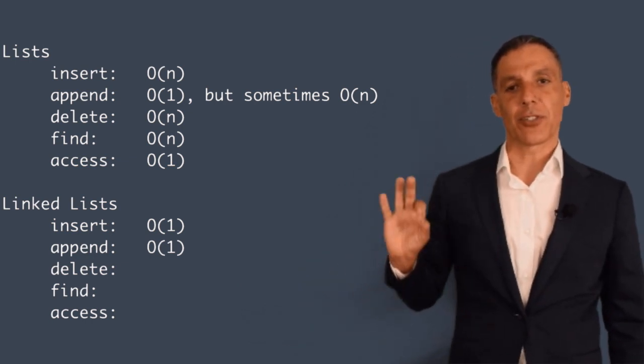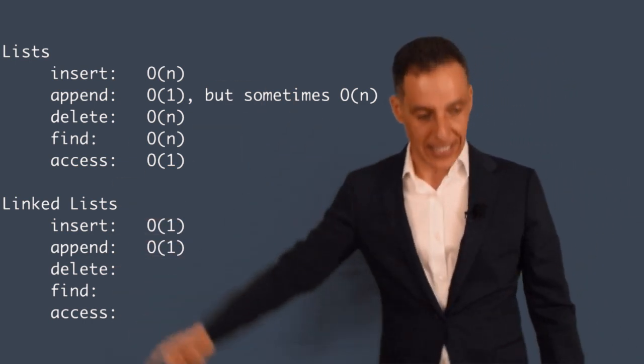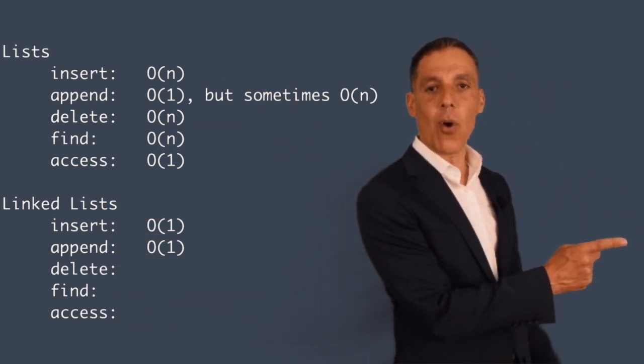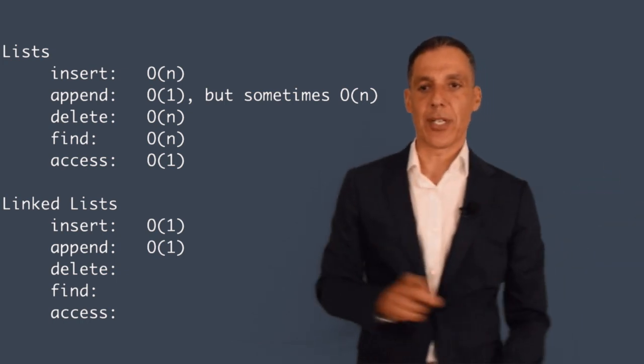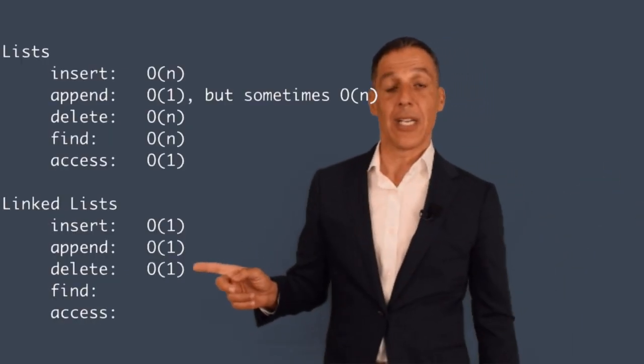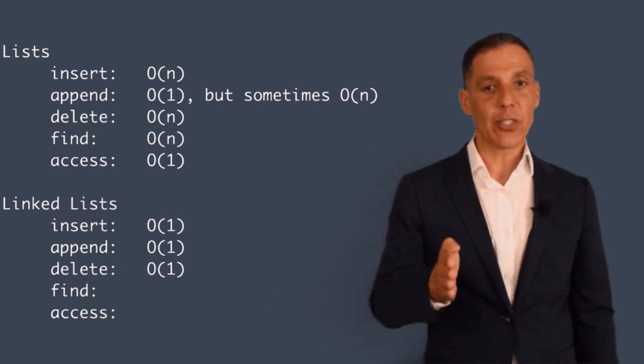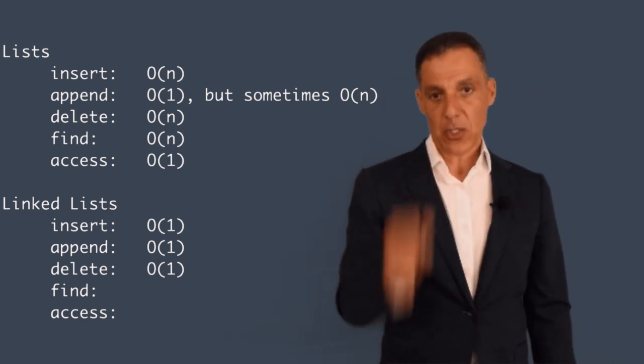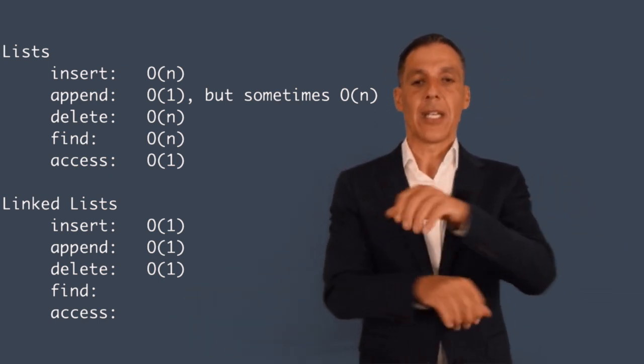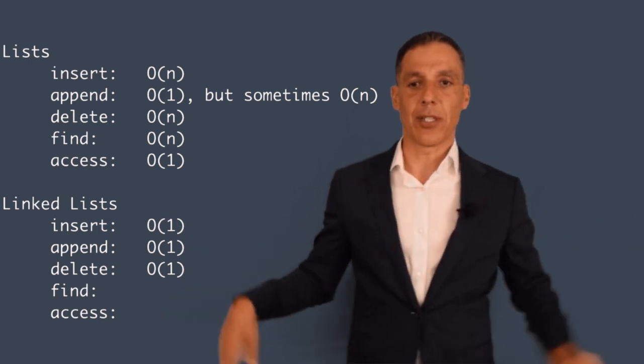Append in particular for a circular linked list is I can get to the last element of the list in O of 1, and then it's just an insert operation. So that's also big O of 1. Deletion is big O of 1. Once I tell you what nodes you want to delete, you pull it out by simply rewiring, and it doesn't matter how many nodes are in the list.